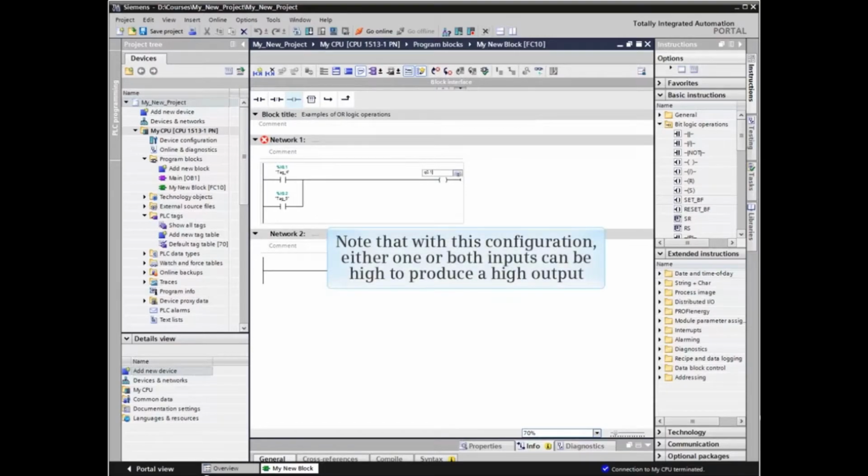Note that with this configuration, either one or both inputs can be high to produce a high output. Both inputs must be low for the output to be low.